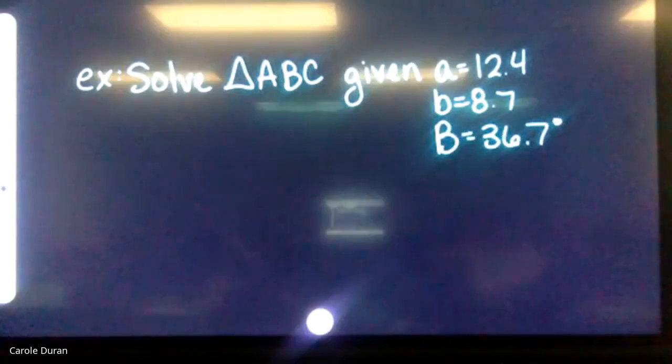So I would like to solve triangle ABC given this information. I still want to round to the nearest whole number. On this one, let's go to the nearest tenth, since that's what the measurements I've given you are rounded to.